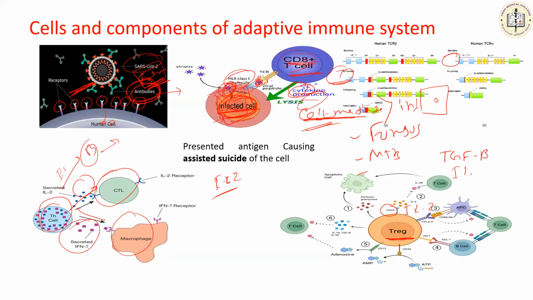What are the immune inhibitory cytokines released by regulatory T cell? TGF beta, transforming growth factor beta, and another one is interleukin 10.